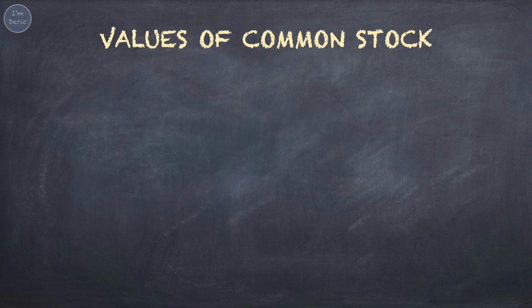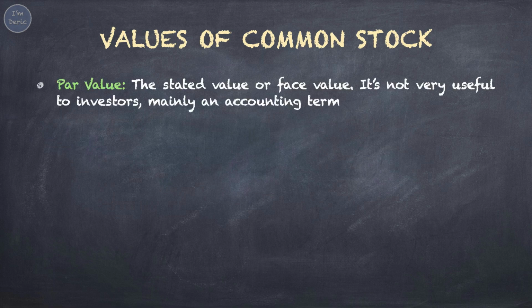There are a few different measures for the values of common stock. Par value is the stated value or face value of a stock. It is not very useful to investors, mainly just an accounting term. Par value of bonds is important, because that would be the money that bondholders will receive in the future. But the par value of common stocks is different. It is not the money that shareholders will receive in the future. It is only a record in the balance sheet.